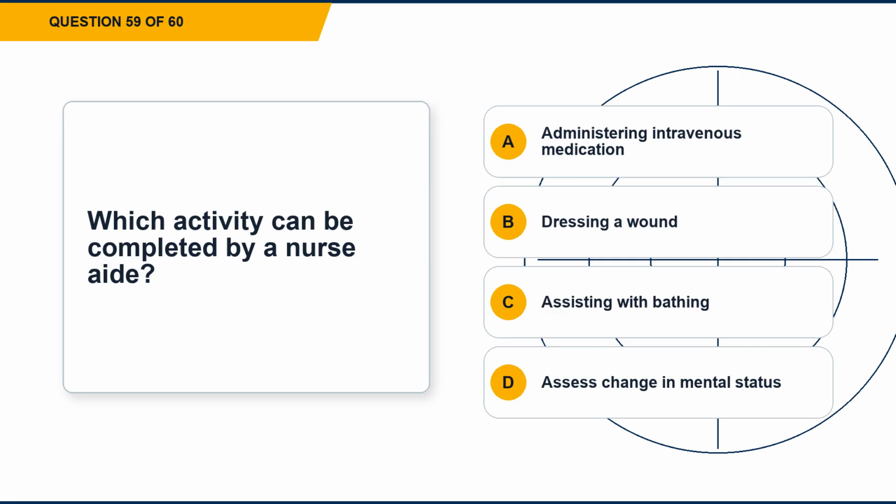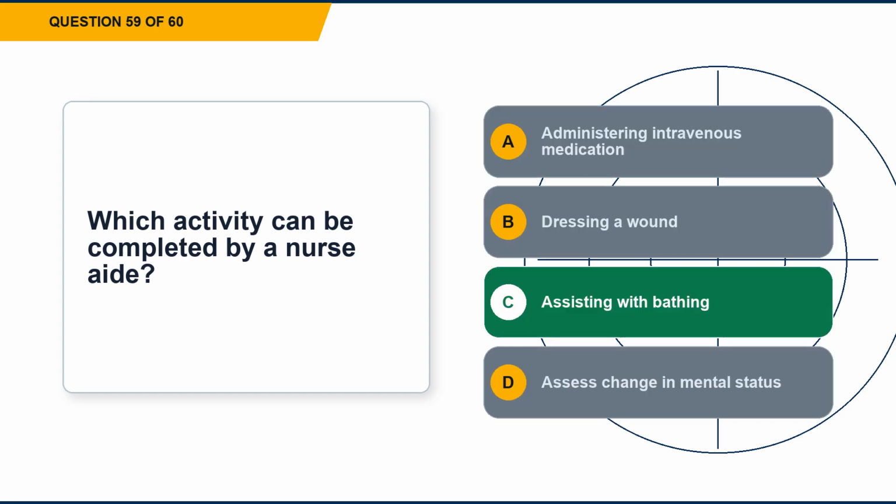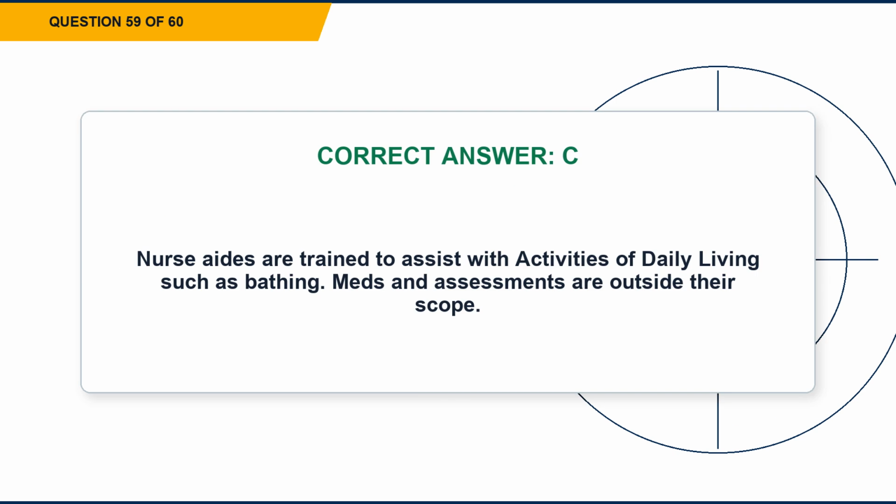Question 59. Which activity can be completed by a nurse aide? Option A, administering intravenous medication. Option B, dressing a wound. Option C, assisting with bathing. Option D, assess change in mental status. The correct answer is option C, assisting with bathing. Explanation: nurse aides are trained to assist with activities of daily living such as bathing. Meds and assessments are outside their scope.